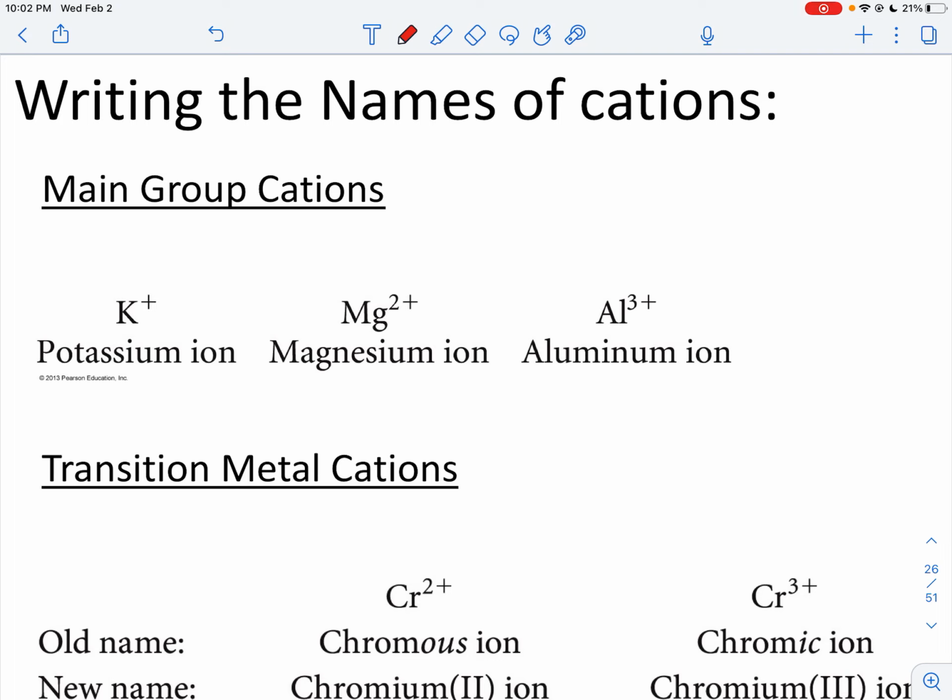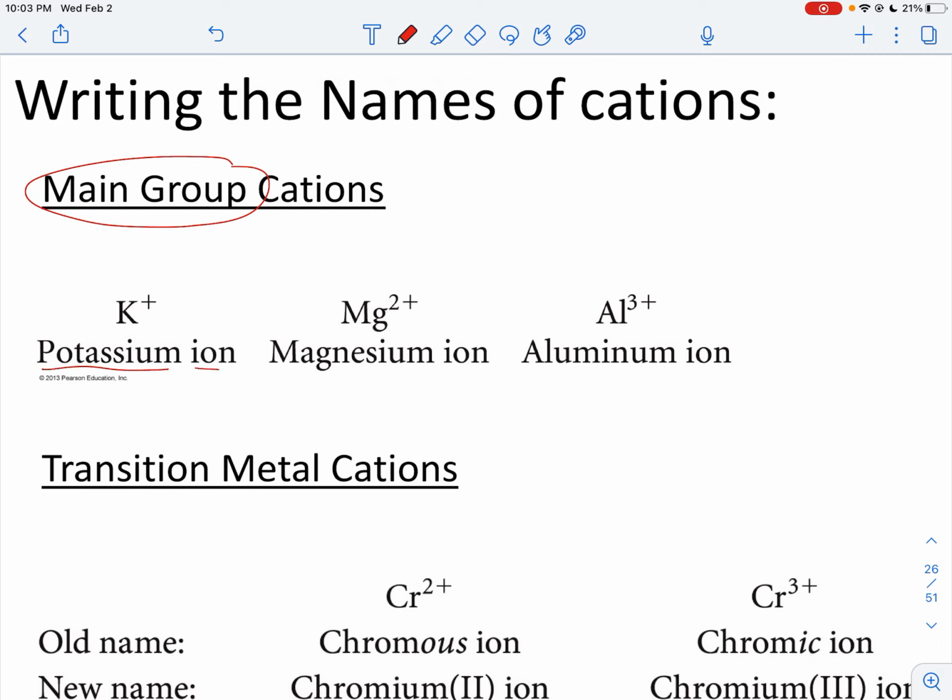So, writing the names of cations. Well, it depends if your cation is a main group cation or a transition metal cation. We will name them differently. So if it is a main group cation, which would either be main group 1, 2, or 3, so you see an example from each of those groups here, it's really simple. You just name the element and then you add the word ion.